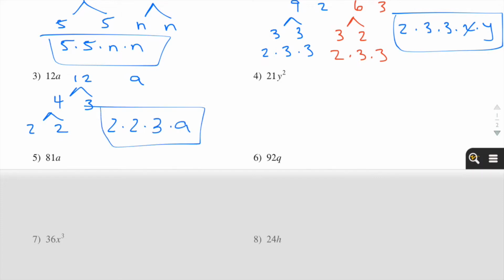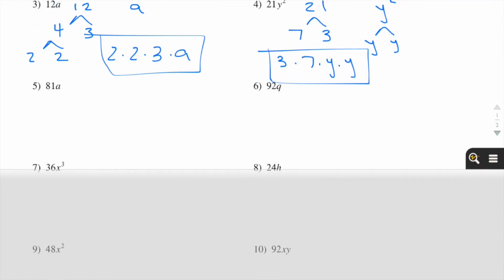That's our final answer. Number 4, 21y squared. Let's take that 21 and break it down into 7 and 3. 7 doesn't break down any further, neither does 3, so we're done with the 21. Let's look at the y squared. What two variables multiply to give us y squared? A y and a y. They can't break down any further, so we're finished with that. So we have 3 times 7 times y times y.